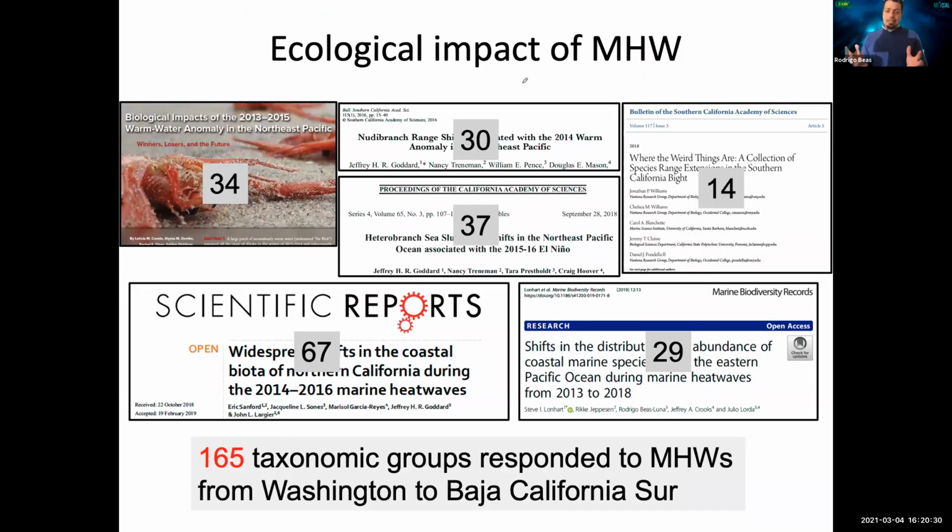In a synthesis for this region, to my knowledge, there have been 165 taxonomic groups reported as responding to these changes. So there's a lot of change, and like I said, we are a couple of steps behind, so we need to speed this up somehow together. We have to speed up our response.